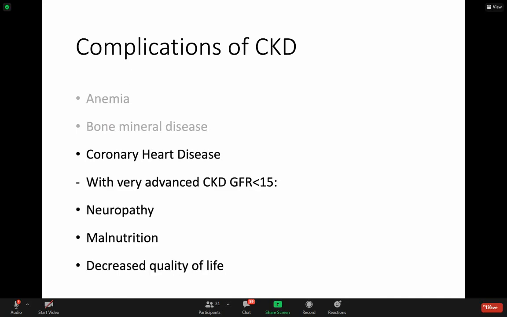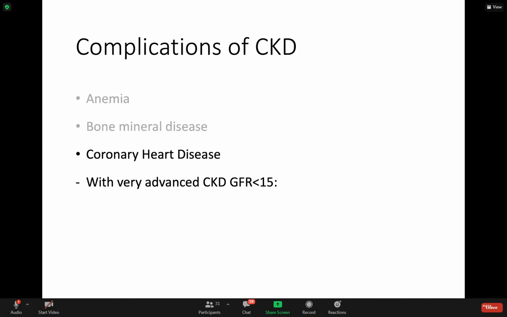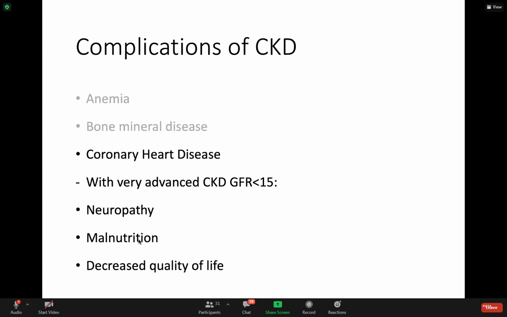طيب. طبعا في أشياء تصير لنا with advanced chronic kidney disease when the GFR is less than 15. يبدأ البيشنت عنده neuropathy، ممكن malnutrition and weight loss، أيضا decreased quality of life، fatigue all the time, low level of energy. Okay. إلى آخره.